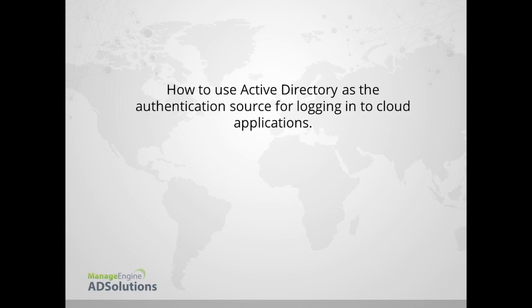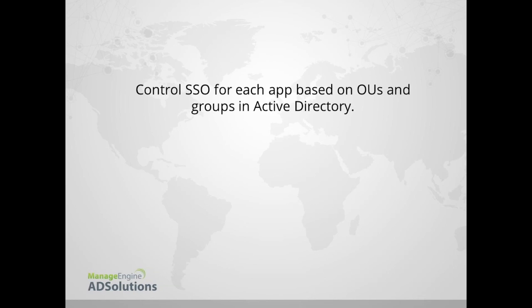And it does not even require you to log in, right? You just have to be logged into ADSelfService Plus, click on the individual apps from that portal, and you'll be redirected to the individual cloud applications without sweat. So next, what I'm going to show you is how to control the SSO for each app based on OUs and groups in Active Directory.